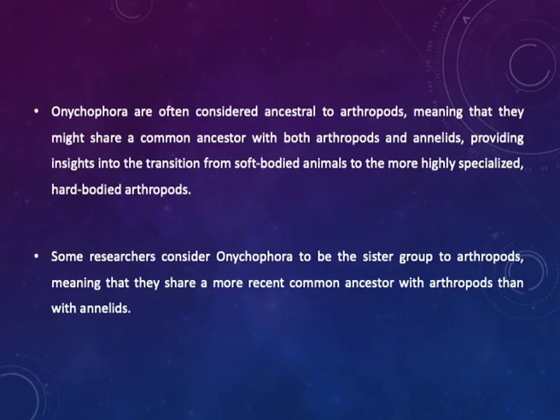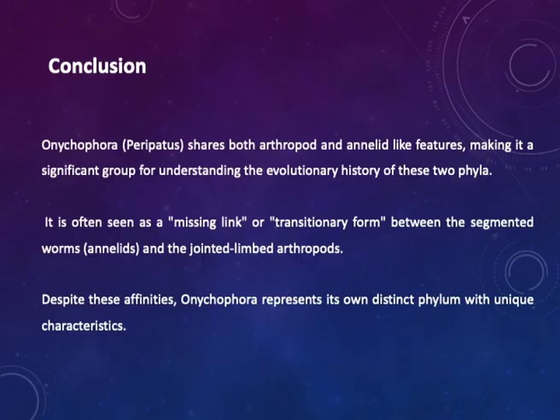Now coming to the conclusion. Onychophora share both arthropod and annelid-like features, making them a significant group for understanding the evolutionary history of these two phyla. It is often seen as a missing link or transitionary form between the segmented worms, annelids, and the jointed-limbed arthropods. Despite these affinities, Onychophora represents its own distinct phylum with unique characteristics.